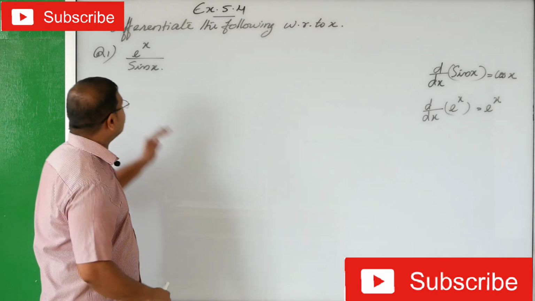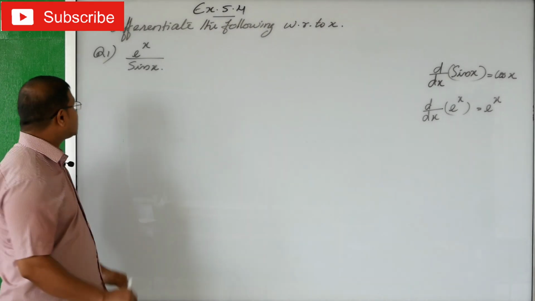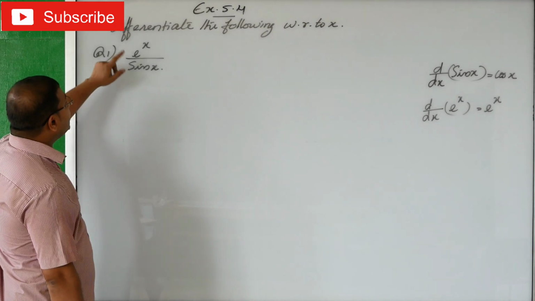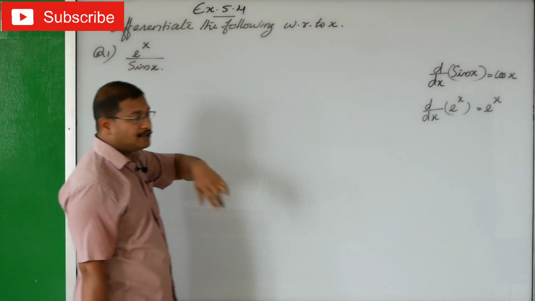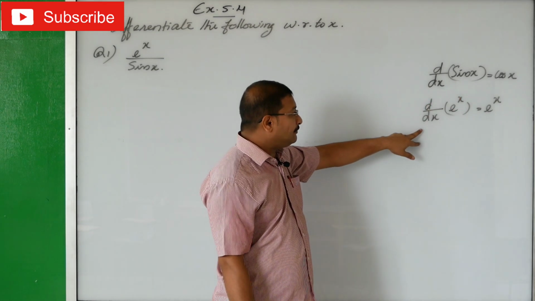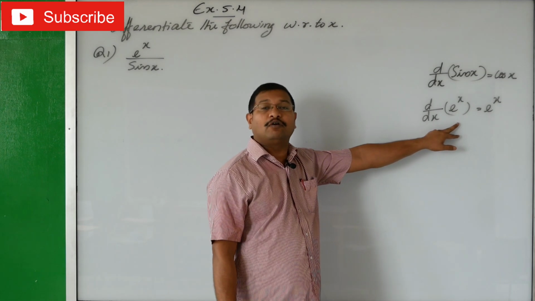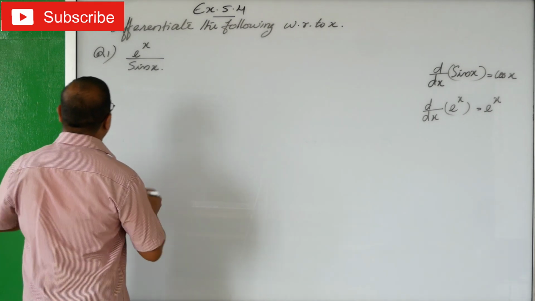So let's start the work now. First one, differentiate the following with respect to x. The first question is e raised to x divided by sin x. Two equations we need to know first. Derivative of sin x equals cos x. Derivative of e raised to x equals e raised to x. Now, of course, we will start the work now.